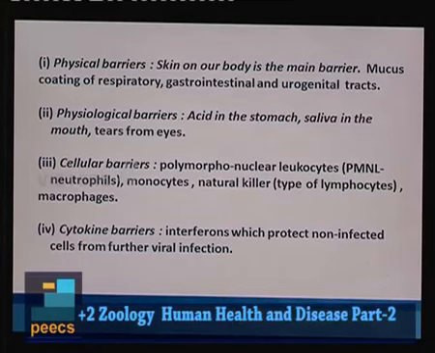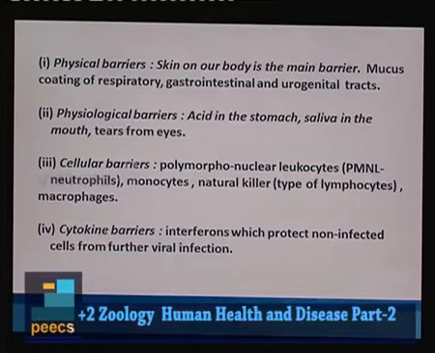Now, going to features of these barriers. Physical barriers: skin on our body is a main barrier. Mucus coating of respiratory, gastrointestinal and urogenital tract is also a barrier. Only by crossing the skin which is covering our body can a pathogen enter, and also when it is trying to enter through a natural opening, it will be going through different tracts. All these tracts are lined by a mucus covering. So, skin and mucus will act as a physical barrier.